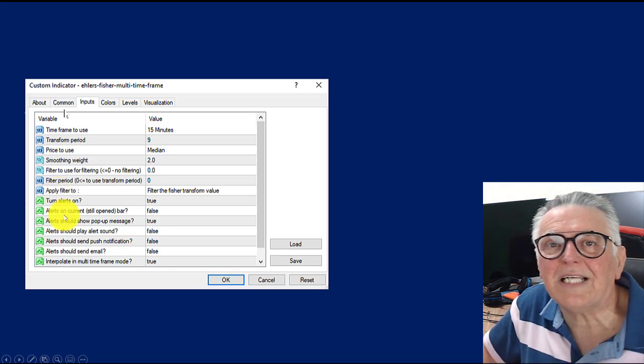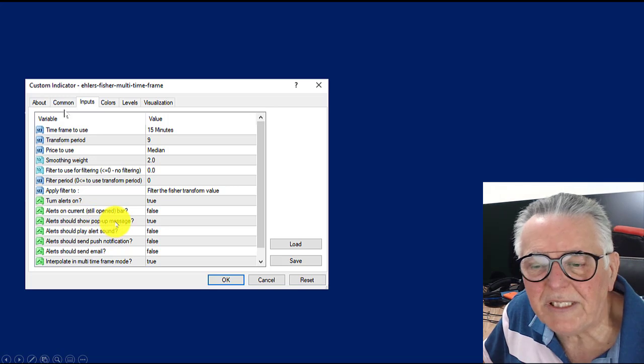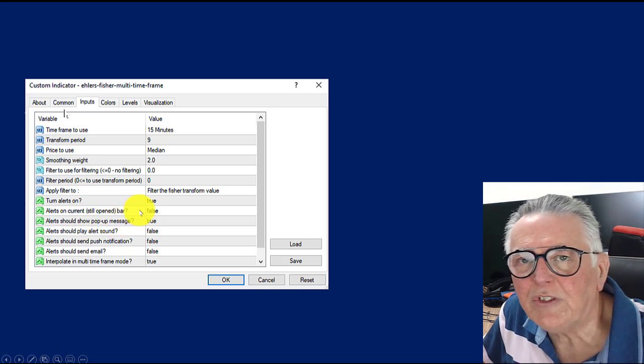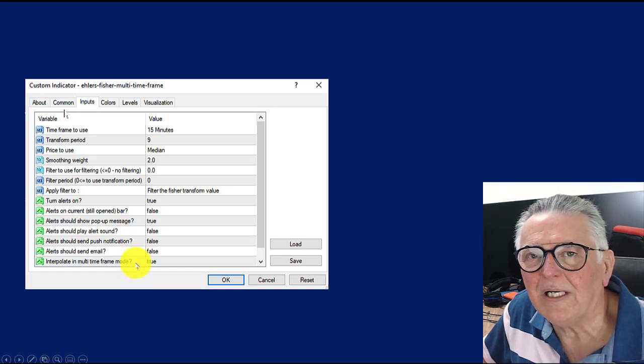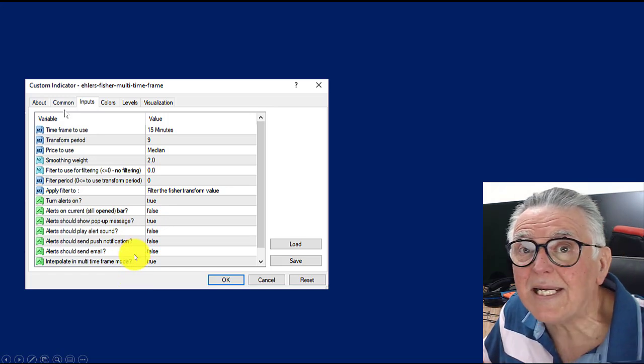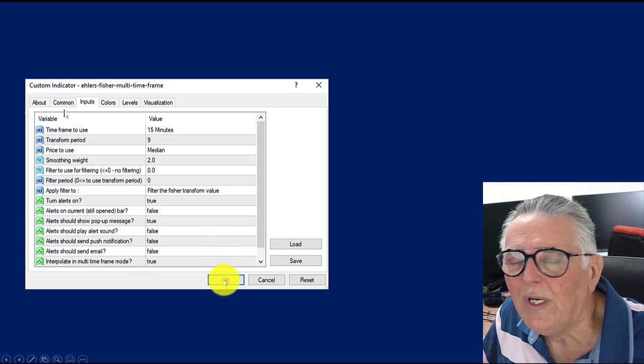The beauty is this comes with a lot of alerts, so you can have sound alerts, message alerts, on-the-chart alerts. You just set them to what you want, and you'll get those alerts. So pretty handy indicator for a free one. And let's have a look at how you can trade this indicator.